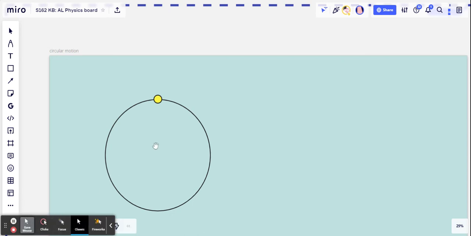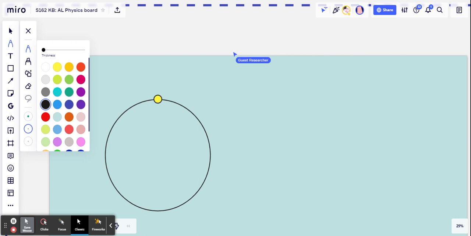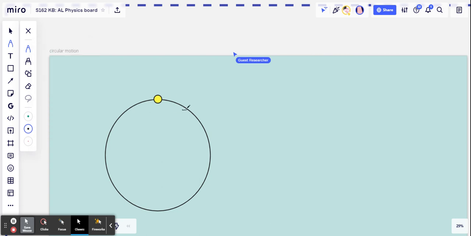I think one of the things that we need to really understand about circular motion is that if something is moving in a circle, then something must be causing it. There must be a force being applied to this object. We know from Newton's first law that objects tend to continue to move in uniform motion or stay stationary unless there is an external force acting upon it.